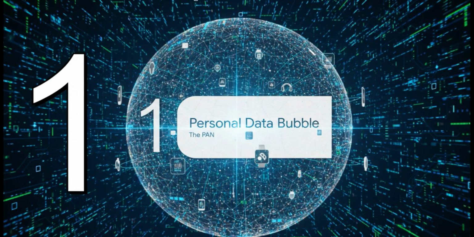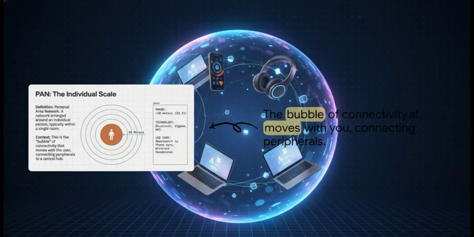Okay, so let's start at the very center of this universe, with you. We're beginning with the smallest, most intimate network there is, the one that literally surrounds you as an individual. This is what we call the Personal Area Network, or PAN for short. The easiest way to think about a PAN is like your own personal tech bubble. It moves where you move.